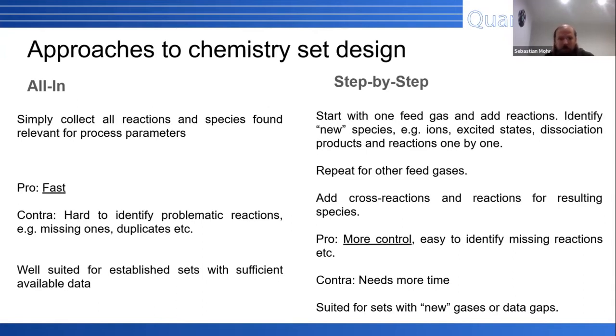And let's say you have a fluorocarbon with an O2 mixture, you would maybe first start with the fluorocarbon, go down this reaction chain until you reach, for example, atomic or molecular species which are maybe not produced that much for your process parameters, and then add the oxygen part of the set.